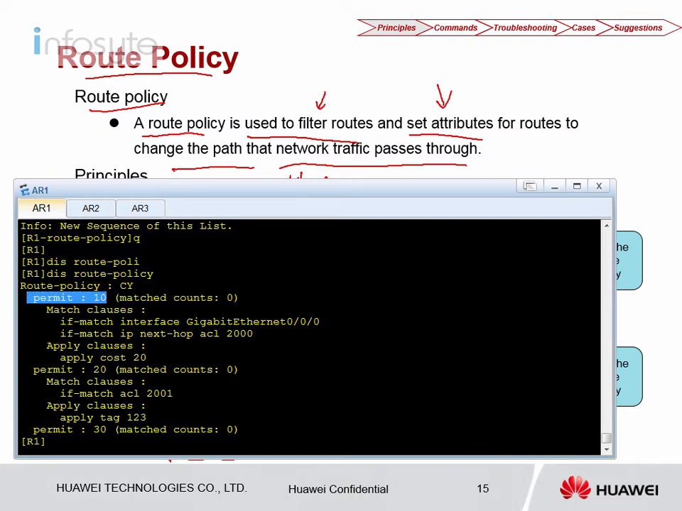Node 10 has two matches for it to be true, and I'm going to apply the cost of 20. If the first condition does not match, I'll move on to the second condition, which is node 20. I'm going to match ACL 2001 and apply a tag of 1, 2, 3. If none of these match, then the rest will be default and pass through. Okay, so here is some of the logic that I showed you on how the route policy works.